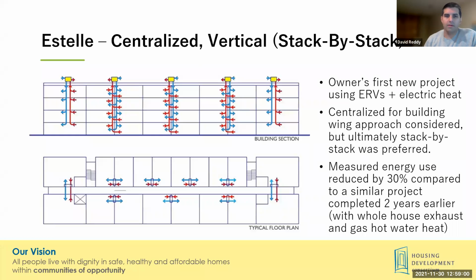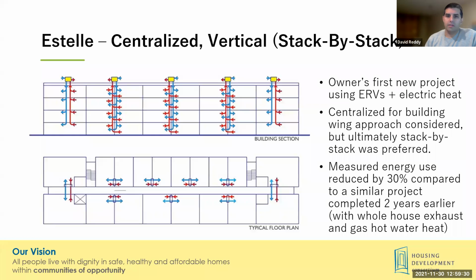But instead of having one larger ERV on the roof with a central trunk duct above the corridor, it's just orienting your ERVs above these vertical stacks. This was the first project DSC built with balanced ventilation with heat recovery and also electric heat for that matter. Their previous design was whole house exhaust with central hydronic heating.